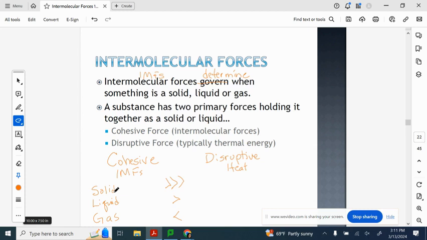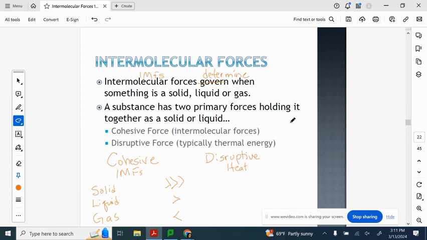You weaken those even more, and then they're going to go free. There's no IMFs controlling them. And so it spreads out as far and wide as the container that it's in allows it to. And that's the difference between a solid, liquid, and gas. It's still the same molecule.